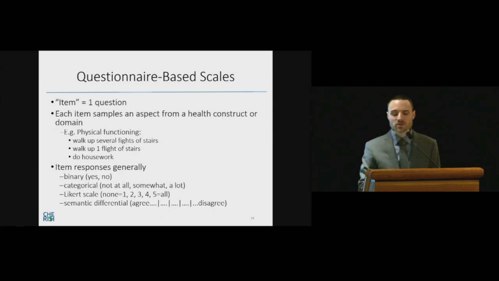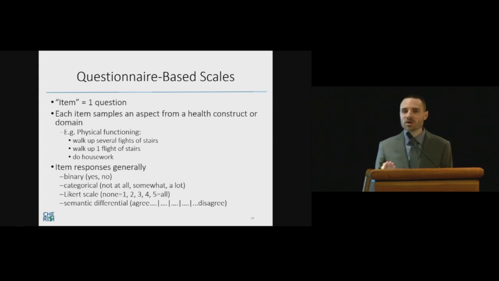Okay, as far as the questionnaire-based scales, an item is one question, but like I said, each item samples an aspect from a health construct or domain. So let's go back to physical functioning, right? We might be asking about the ability to walk up several flights of stairs, or walk up one flight of stairs, or do housework, things like that, all right?